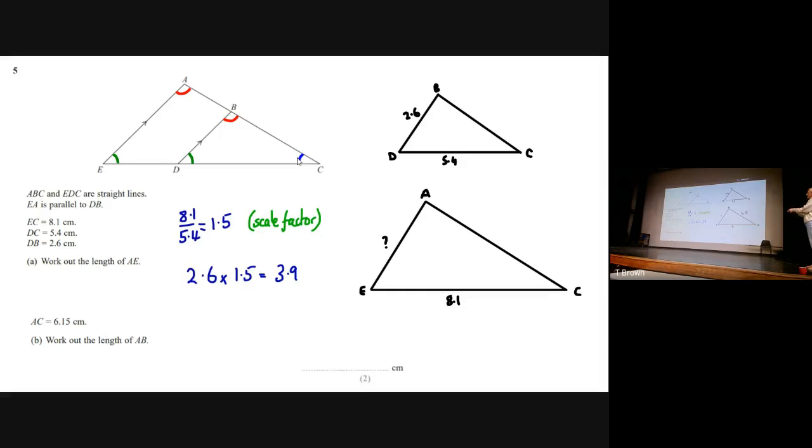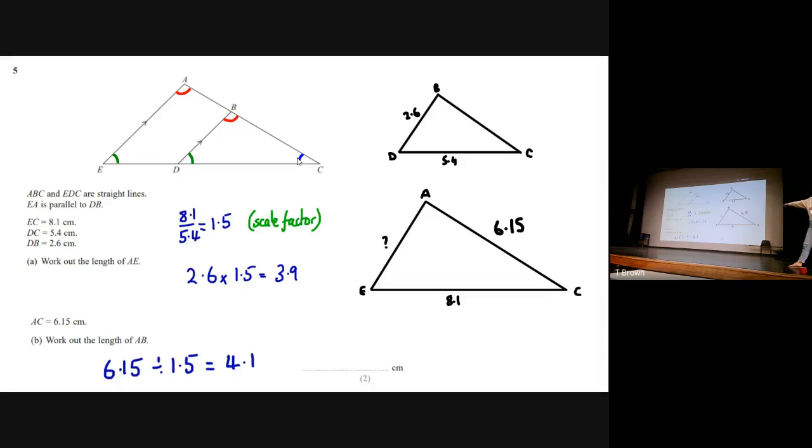Okay, so I've been asked for A to B. I've got no way of working that out. I can work out this bit, and then if I take it away, it will tell me what's left. So to get this side, B to C, I'm going to take my 6.15 and divide it by the scale factor. So because I'm going from the big shape to the small shape, that's why we're dividing by 1.5 instead of timesing, which would go the other way. So I'm going to do 6.15 divided by 1.5, and that's 4.1.